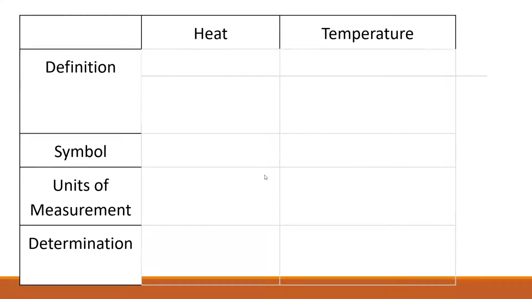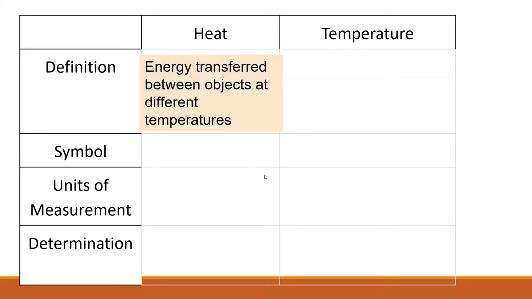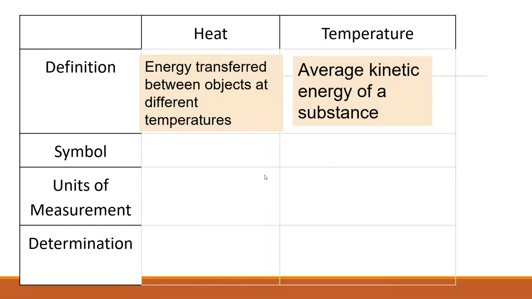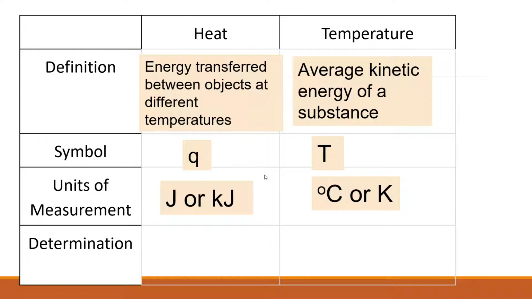But anyway, definitions: heat is energy transferred between objects at different temperatures. Temperature, you may remember, is the average kinetic energy, how much things are moving, right? The symbol for heat is Q. Thank you, science. The symbol for temperature is T. We learned that with PV equals nRT. The units of measurement for heat is the joule or kilojoule. This used to be hard to teach 20 years ago. Thanks to modern science and technology, now people know what a joule is. Temperature is either degrees Celsius or Kelvin.